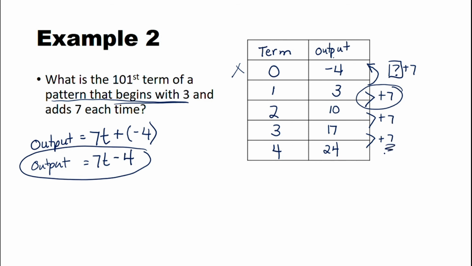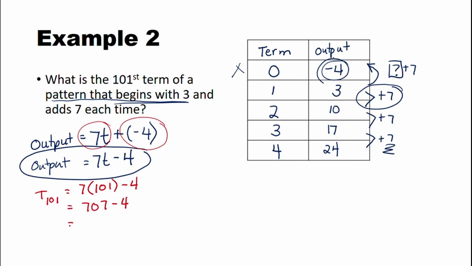Okay, so I use that plus 7 as the multiplier, and my constant, which was term 0, is -4. So hopefully you can see those two pieces of the equation. There's constant and the multiplier. Now the second part of this question is, what is the 101st term? So I'm simply going to find out, well, for term 101, it's going to be 7 times 101 minus 4. So we have 707 minus 4 is equal to 703. So the 101st term is 703.